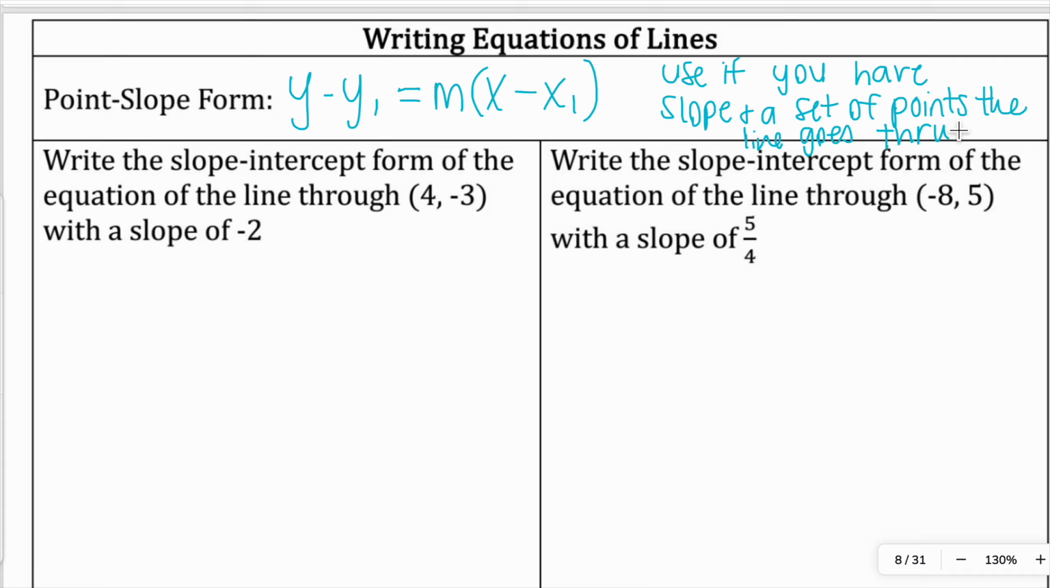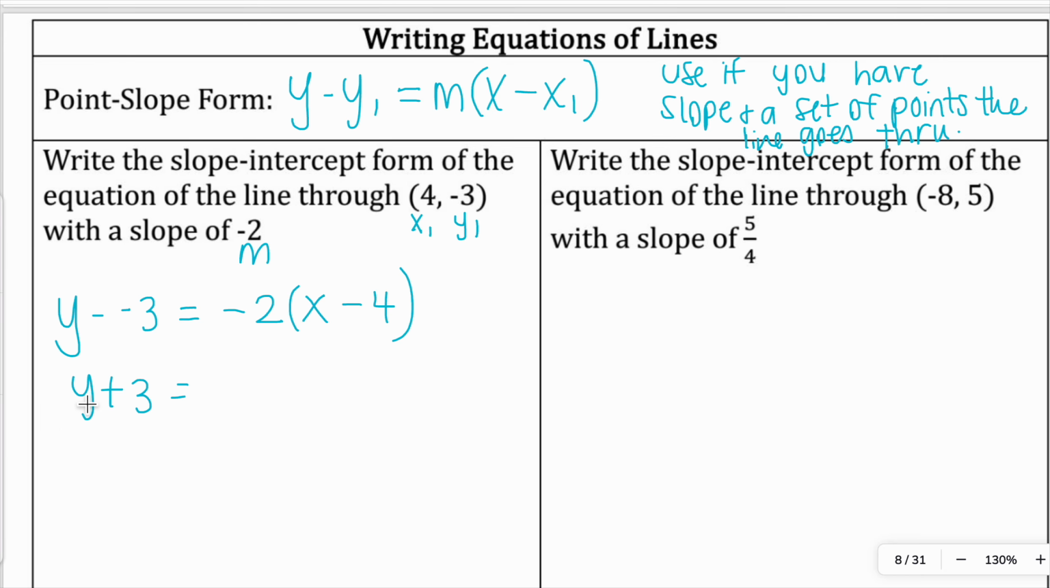Write slope-intercept form of the equation of the line going through the point 4, -3 and the slope of -2. So that means I'm given my m and my x1 and my y1. So I'm going to plug those things into point-slope form. Here we go. Y minus y1 would be y minus -3. Eventually we'll just change that to y plus 3. And then is equal to m, -2, parentheses, x minus x1, so x minus 4.